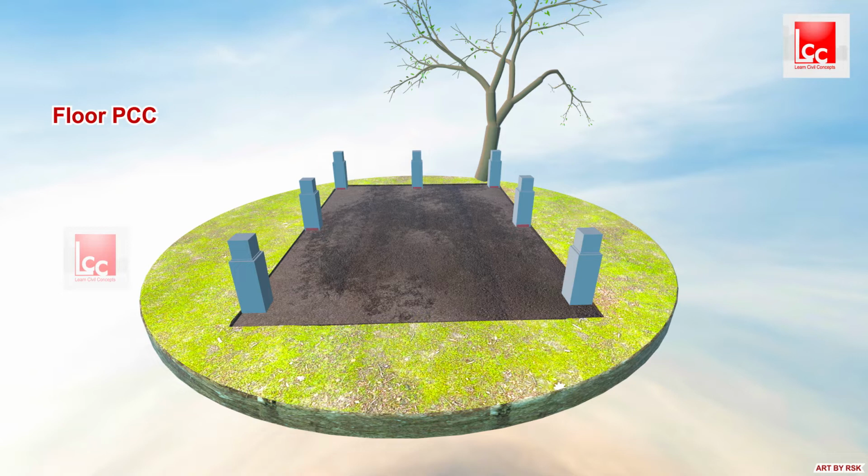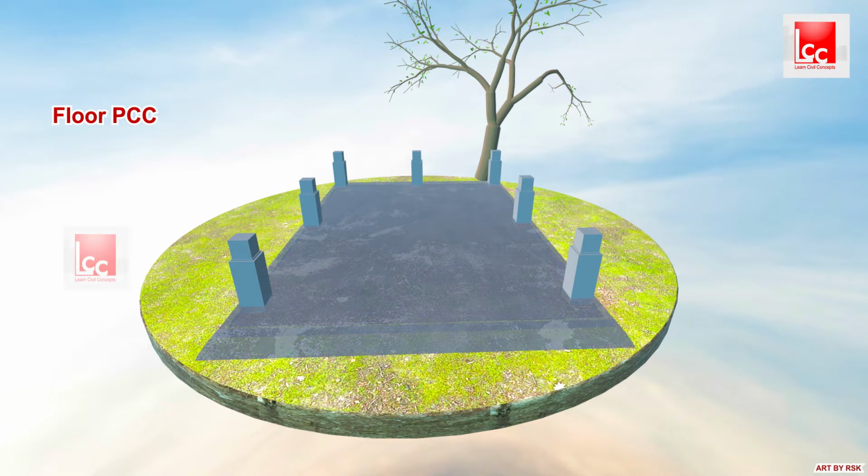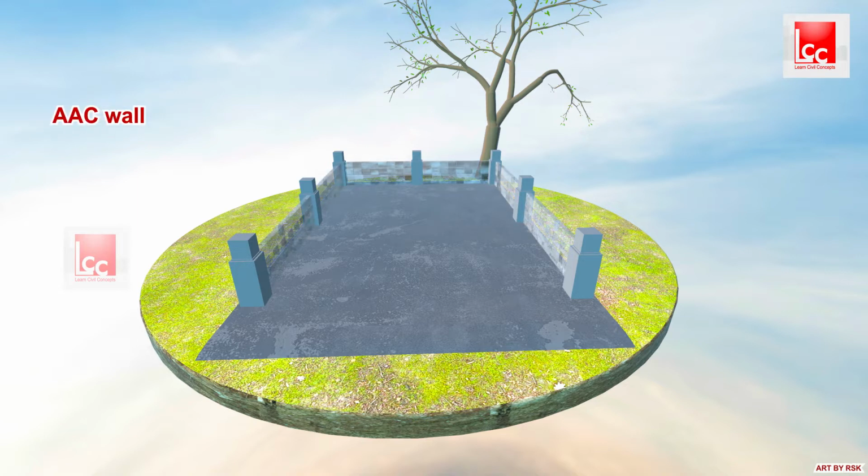After compacting soil, the PCC of 150 mm is done on the floor. We have given the link in the description to check for the column casting process. Now we will construct an AAC or brick wall in between the columns, as you can see in the model.